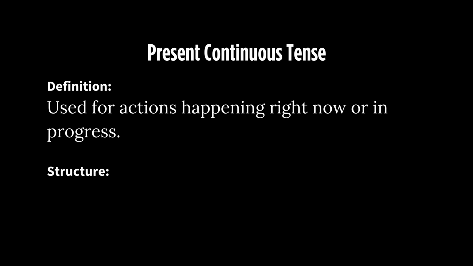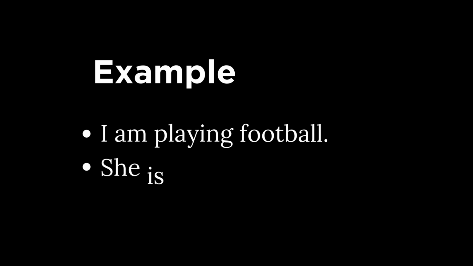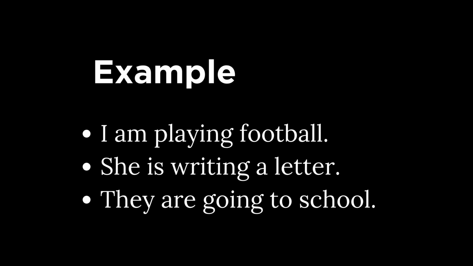Present continuous tense, definition: used for actions happening right now or in progress. Structure: subject plus is, am, or are plus verb-ing plus object. Examples: I am playing football. She is writing a letter. They are going to school.